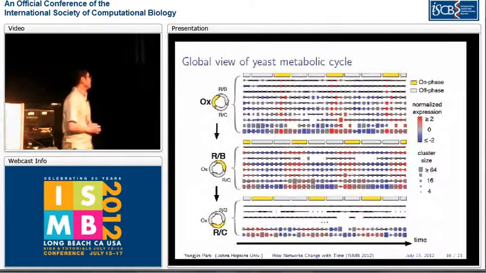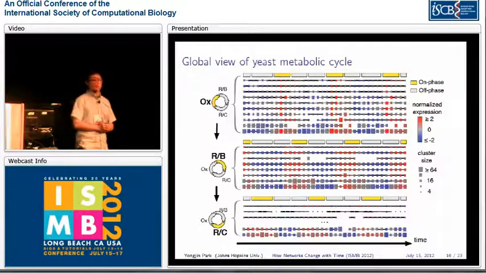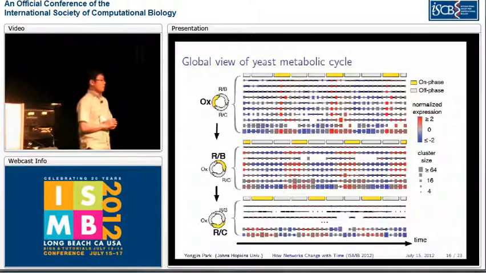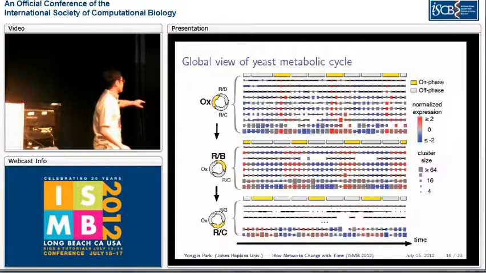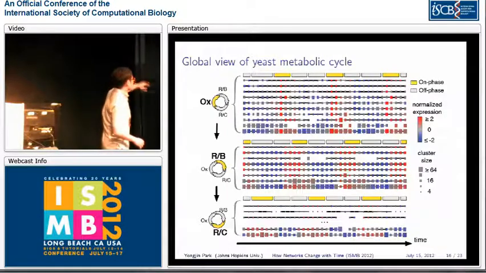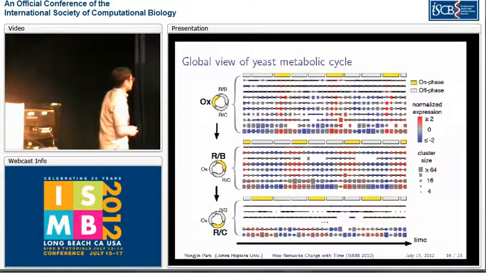Here's a result. We applied our method to the yeast metabolic cycle of the periodic genes. I grouped them into those dynamic clusters that are changing over time. The x-axis is time, and the grouping was basically by their gene expression profiles, in OX, RB, and RC. The colors represent the normalized expression levels, and the cluster size is proportional to the square size.